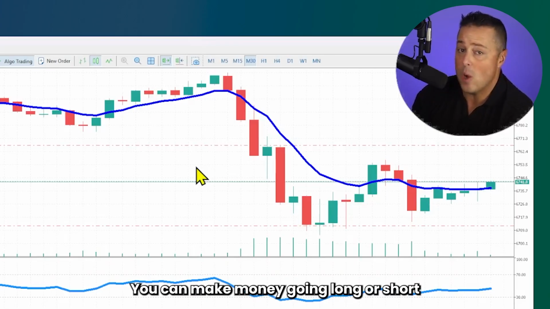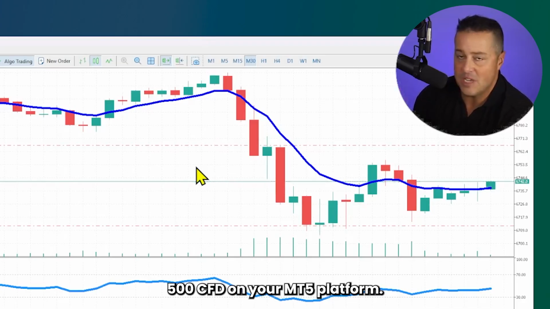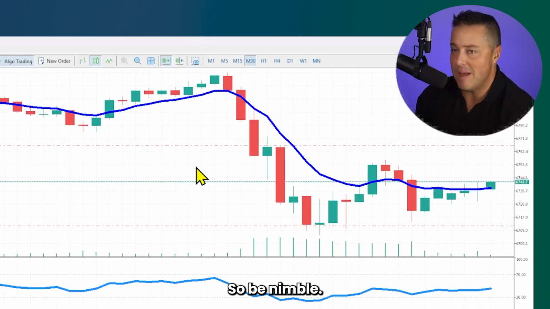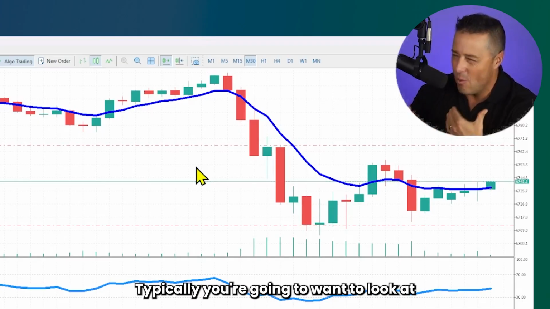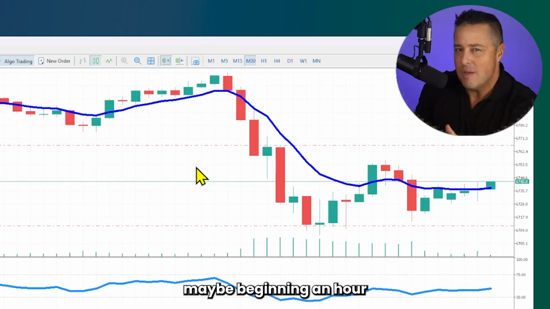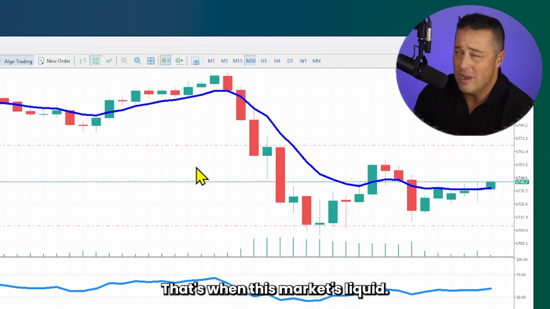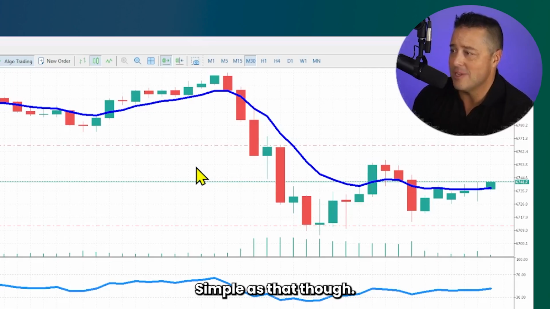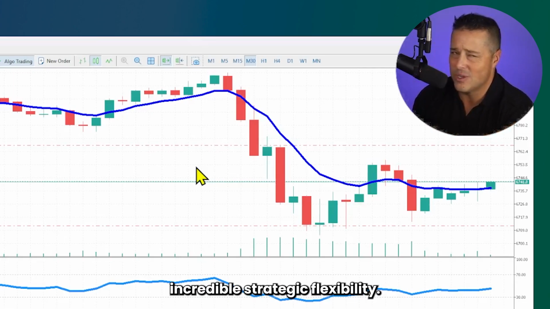You can make money going long or short on this US 500 CFD on your MT5 platform. So be nimble. Remember, it's important to trade this one when the market's active. Typically, you're going to want to look at maybe that U.S. session, maybe beginning an hour before the U.S. session, somewhere in there. That's when this market's liquid, and that's when it's going to be moving. Simple as that, though. Make money two ways: rising prices or falling prices, incredible strategic flexibility.